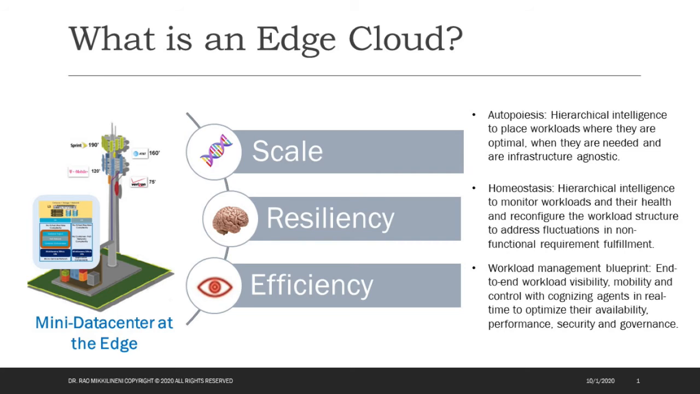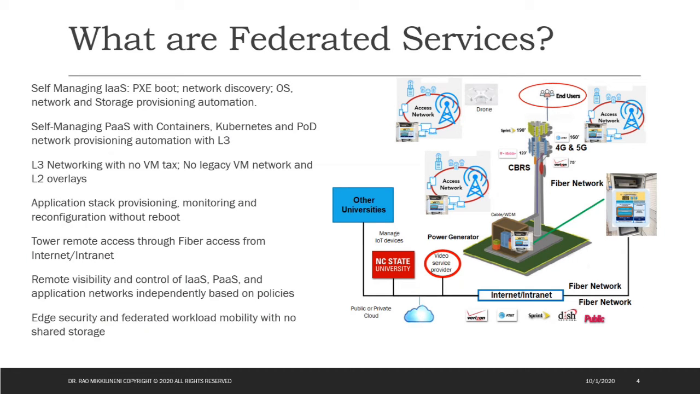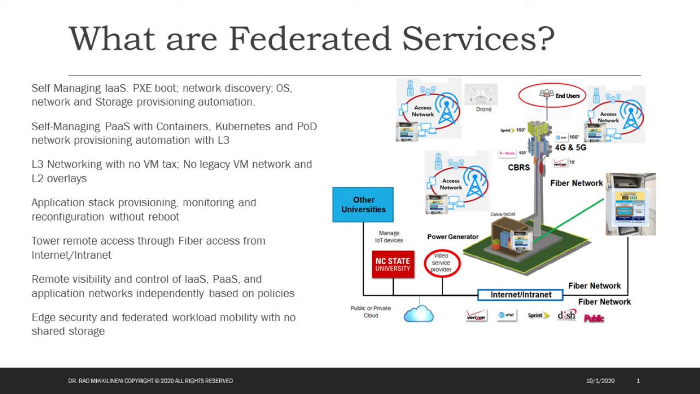4E cognition enables end-to-end workload visibility, mobility, and control with cognizing agents in real time to optimize their availability, performance, security and governance. The new information processing structure provides self-managing IaaS, PXE boot, network discovery, OS, network and storage provisioning automation. Self-managing PaaS with containers, Kubernetes, and pod network provisioning automation with L3. L3 networking with no VM tax, no legacy VM network and L2 overlays. Application stack provisioning, monitoring and reconfiguration without reboot.